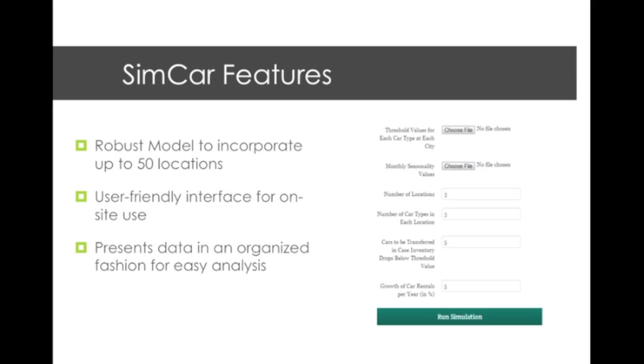Another one of the great features of SimCar is its robustness. It can model up to 50 locations for car rental companies. It has a user-friendly interface for on-site issues, and it's cross-platform. But most importantly, it presents the data in an organized fashion for easy analysis.